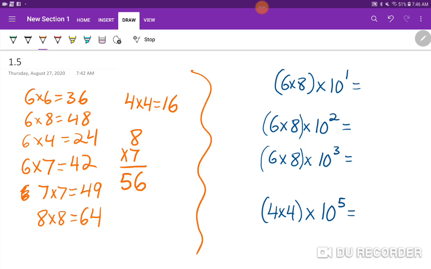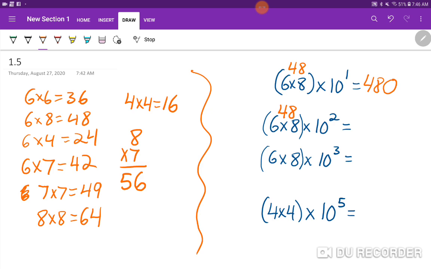Let's go over here and look at this multiplication pattern. So we have 6 times 8 is 48. We have a rhymer. And what is 10 to the first power? That's just 10. 48 times 10 would be 48 with 1 zero, or 480. 6 times 8 is still 48.